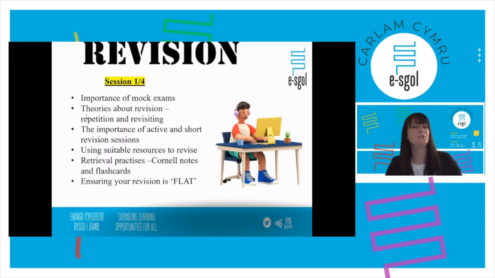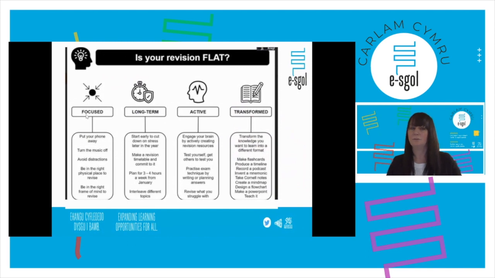So in today's session, we have looked at the importance of doing mock exams. We've looked at different theories about revision, how repetition and revisiting is really good for retrieval practices of getting that information out. We've looked at the importance of active and short revision sessions. We've been looking at using different resources to revise, and at different retrieval practices. In particular, we've looked today at Cornell notes and at flashcards, and we've also made sure that our revision needs to be FLAT. And that, of course, it needs to be focused, it needs to be long-term, it needs to be active, and it needs to be transformed.